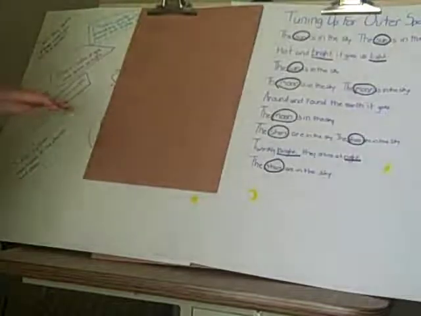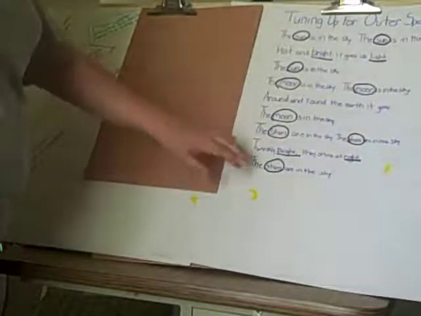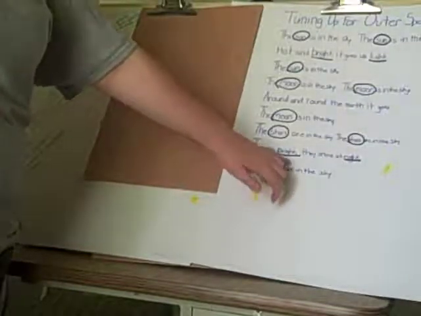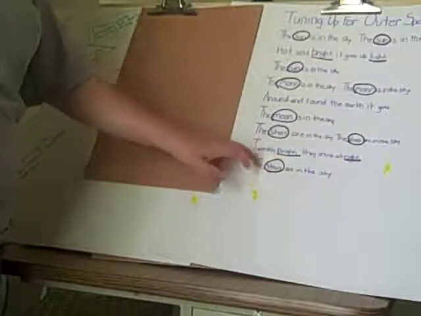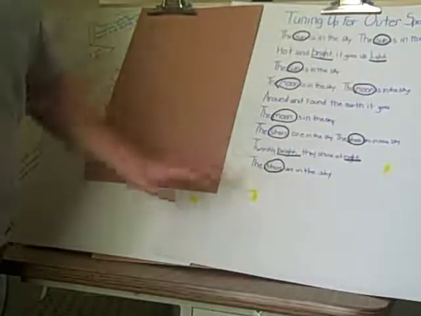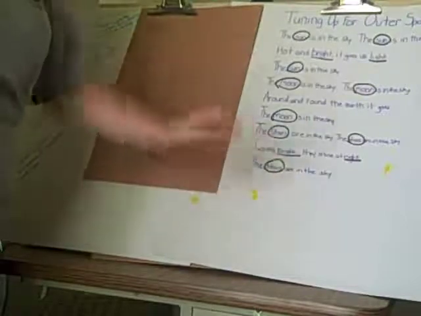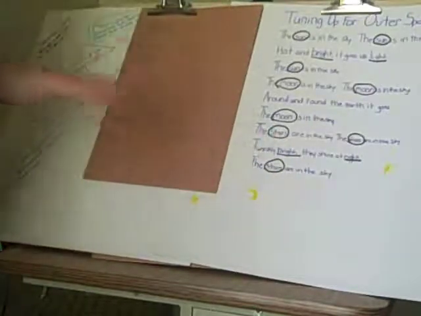Let's think about how these shine at night. We see another I-G-H-T word, bright here. But what do these words mean? Twinkly bright. They shine at night. So we're talking about the stars and how they shine at night.